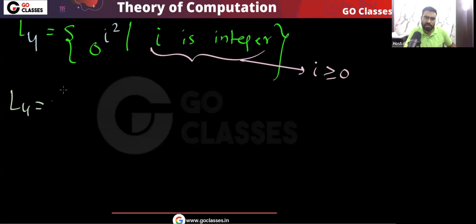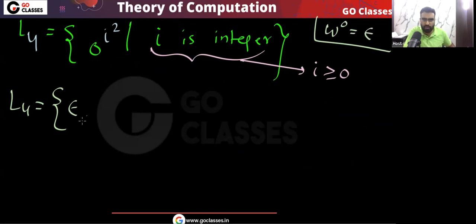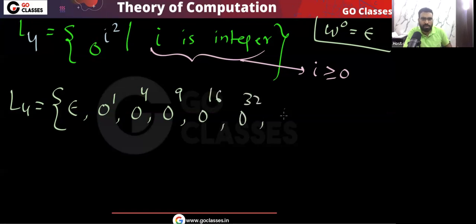Okay, let's write some strings which are in the language. For example, if I put i equal to 0, what will I get? It will be 0 power 0, that is epsilon. You already know that whatever string you take, that power 0 is always epsilon. If I put i equal to 1, I will get 0 power 1. If i equal to 2, I will get 0 power 4. If i equal to 3, 0 power 9. If i equal to 4, 0 power 16, 0 power 25, 0 power 36.